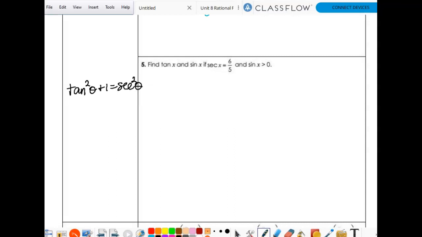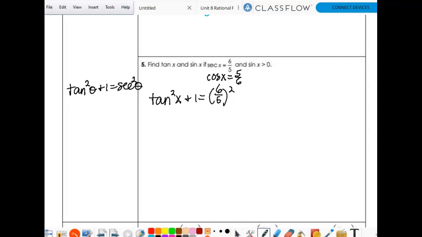Does everybody see that? So the next thing before I start, just for my own peace of mind: if I have secant, what else do I know? What is cosine equal to? The cosine is 5/6, right? So I know that too. Okay, so tangent squared of x plus 1 equals my secant squared, which is 6/5 squared.